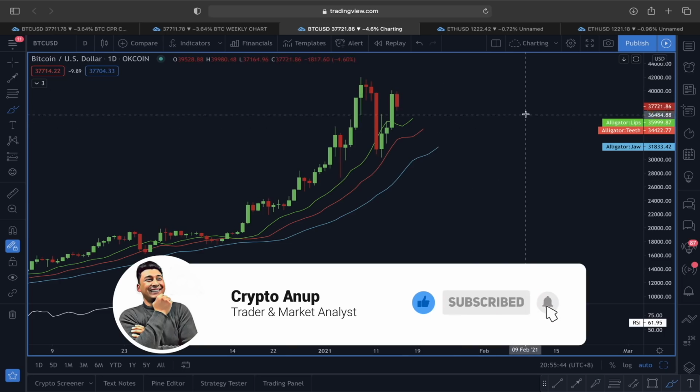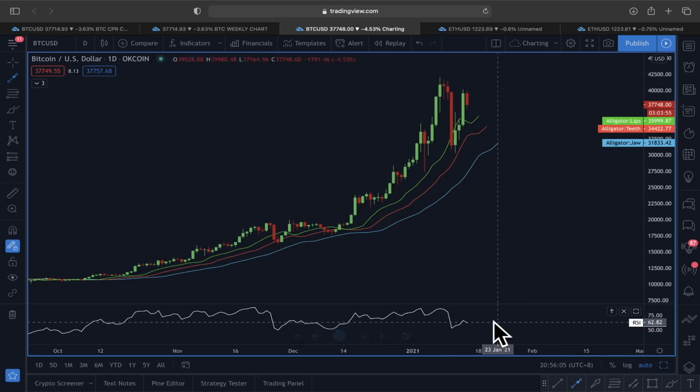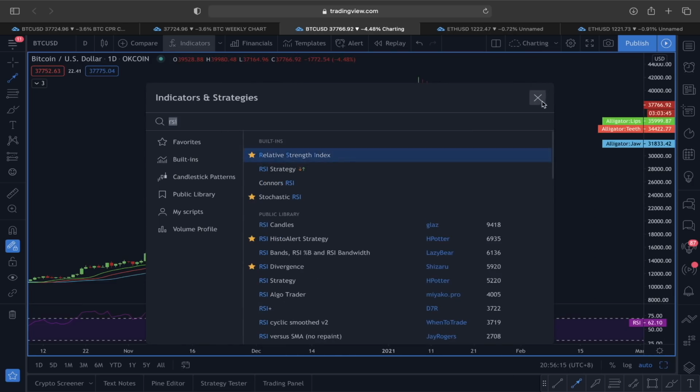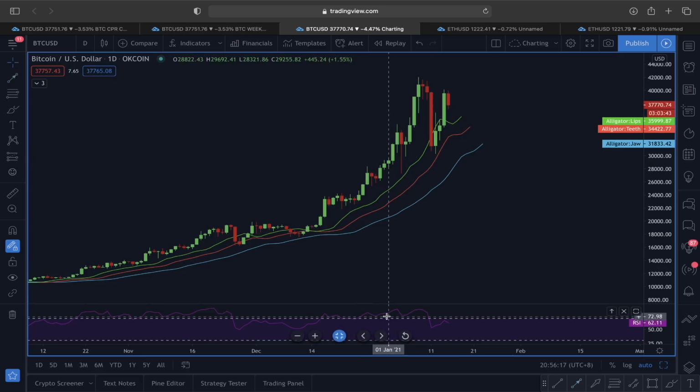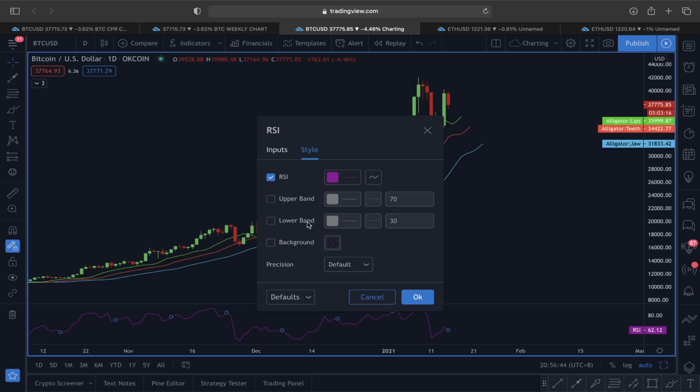But so far, this Williams Alligator indicator is not flashing a bearish scenario. Also, looking at the RSI to the downside, I know many people look at the overbought area and oversold area, but what I like to do is modify this RSI in my own way. You can deselect the upper band and lower band, and we don't need anything else. We just need this RSI line. So let's color it white.